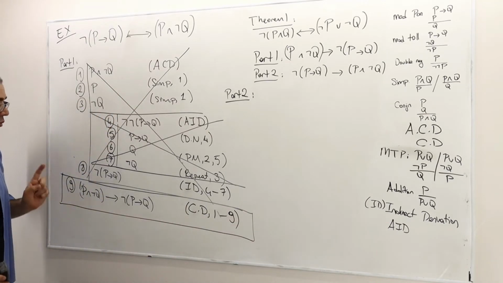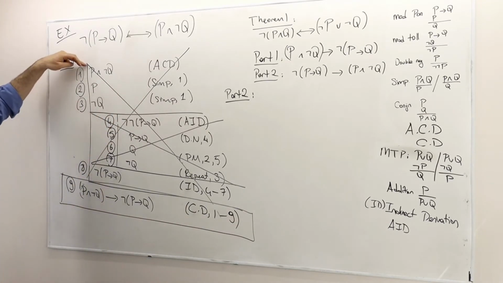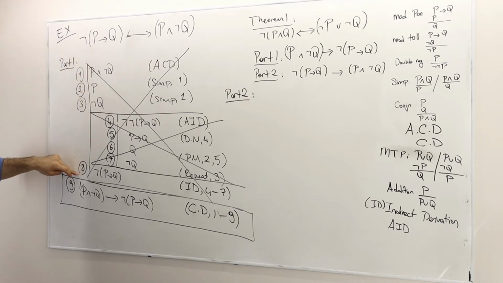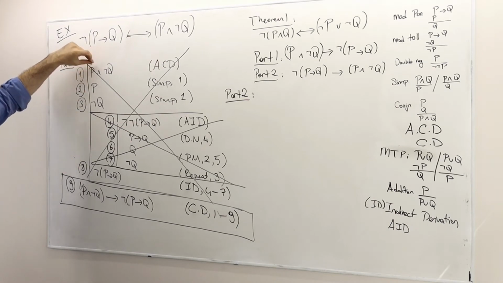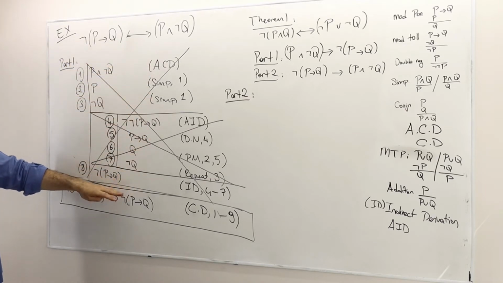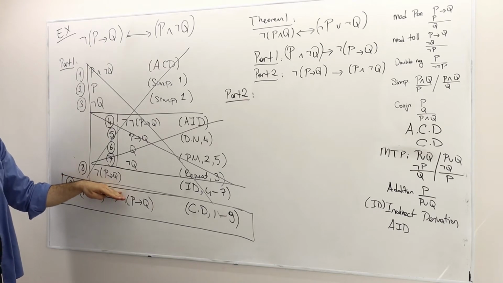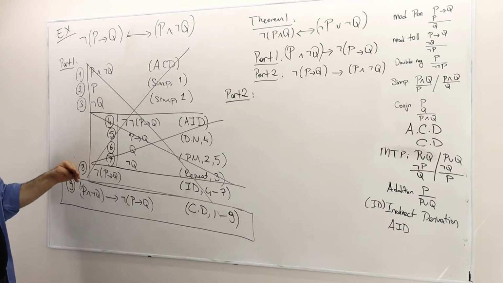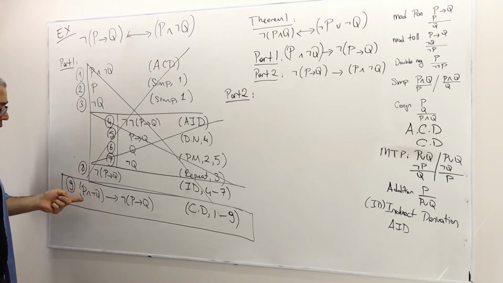Why is that? Well, because everything between line 1 and 8 relies on the assumption that P and not Q is true. All right? So if this is false, none of those lines up until 9 is true. They all are false. Hence, I cannot use them. But what about this statement?